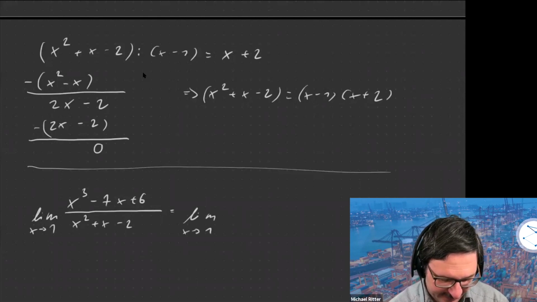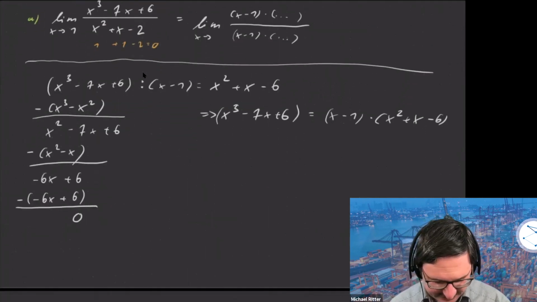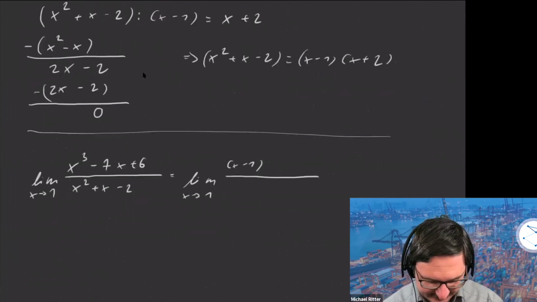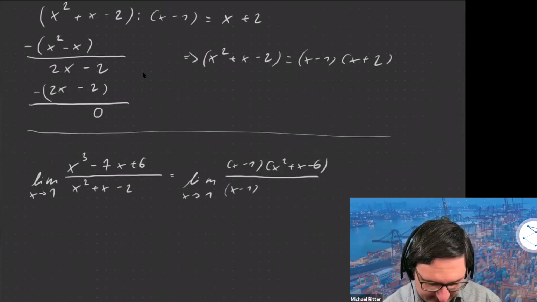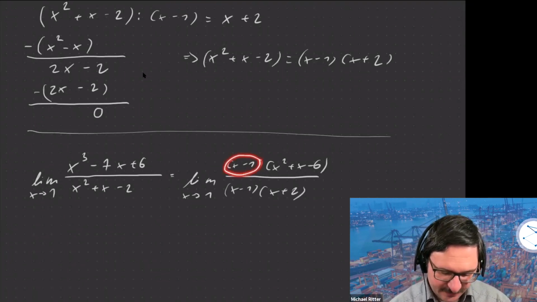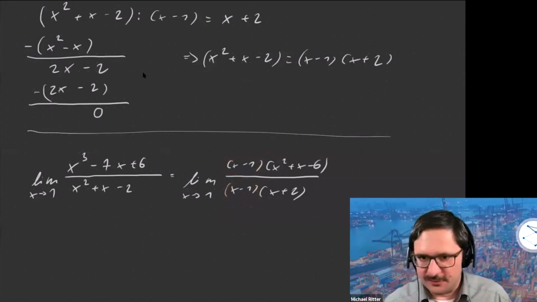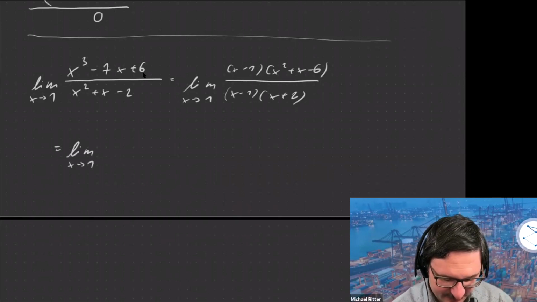Now, we just factored out x minus 1 here. And the result was, let's see, x squared plus x minus 6. And for the denominator, we get x minus 1 times x plus 2. So as we can see, these two factors cancel out. And that, of course, was the whole purpose of this exercise here. So we are left with the limit as x tends to 1 of x squared plus x minus 6 over x plus 2.